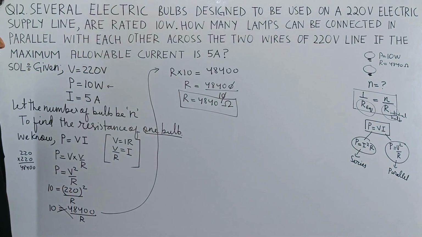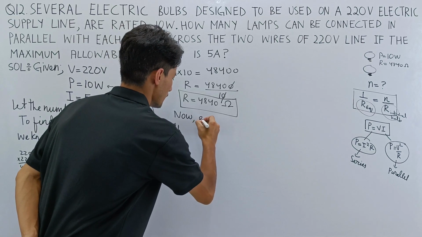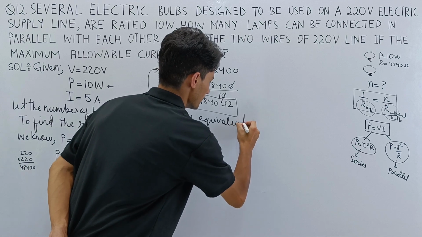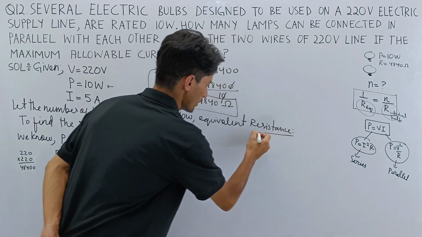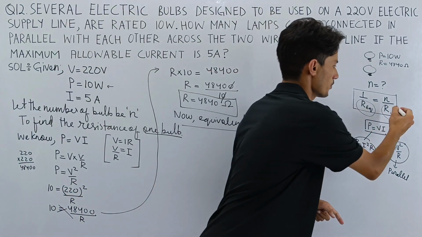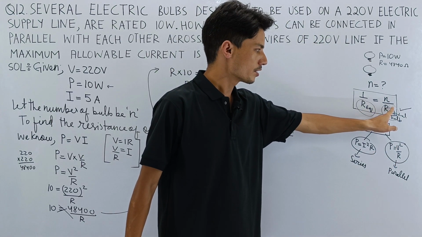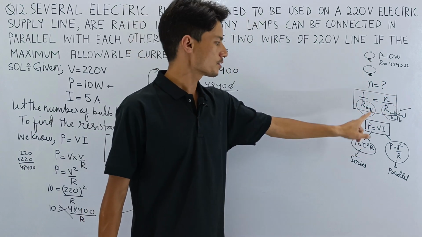Alright. Now, next what do we find? Now we have to find the equivalent resistance. We are interested in finding this one. We have already found the resistance of one bulb. N is what we are supposed to find. We are ready with this one. Now we have to be ready with this one. Let's find this one, and it becomes very easy.